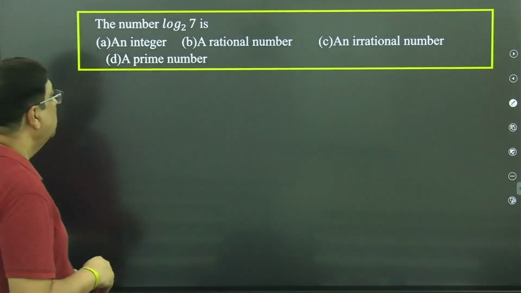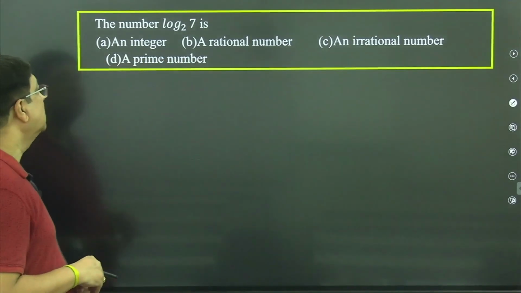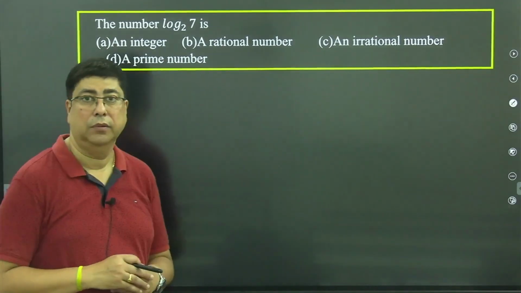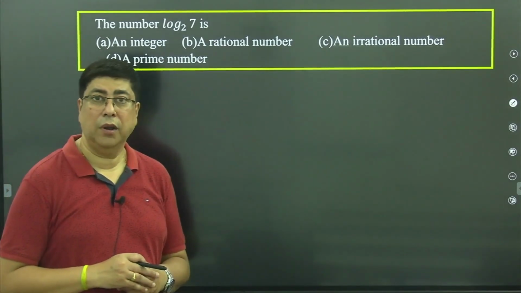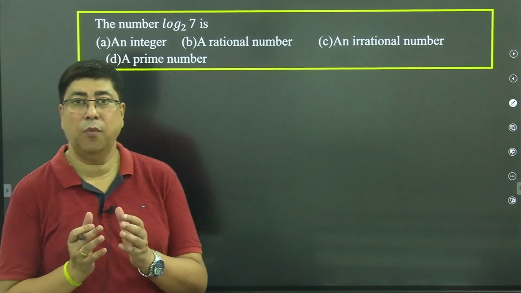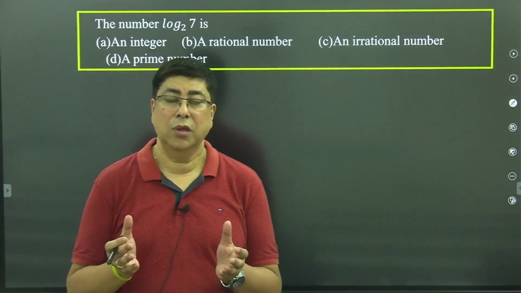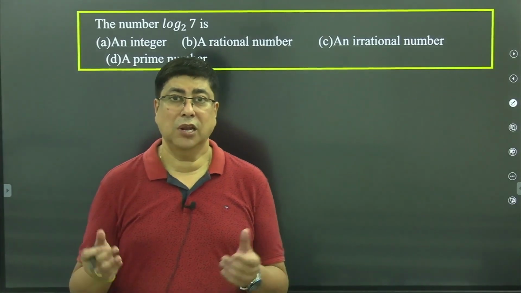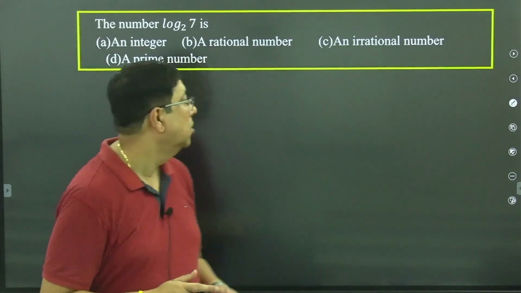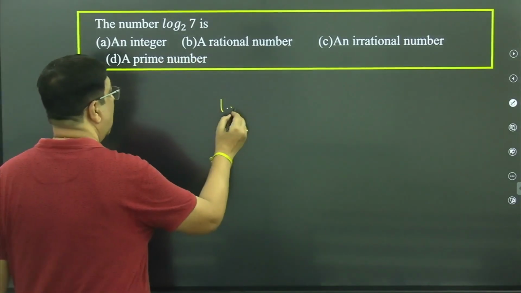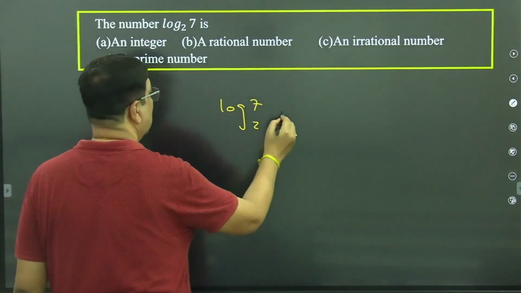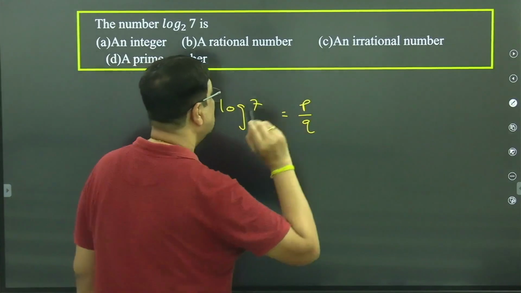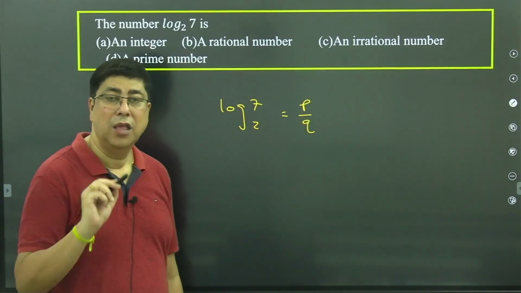Log 7 base 2 is, four options are given: integer, rational number, irrational number, prime number. So what is a rational number? If any number can be expressed in the form p by q, where p is an integer and q should not be 0, this is a rational number, and prime number obviously you know. So let's see. Log 7 base 2 equals, suppose, some p by q. Suppose this is the rational number.